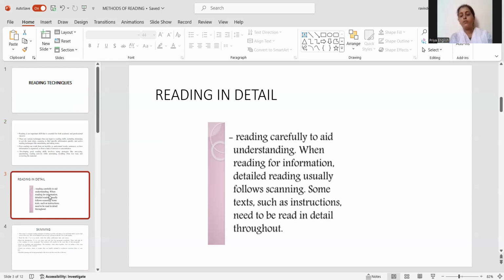When reading for information, detailed reading usually follows scanning. Some texts, such as instructions, need to be read in detail throughout. There are certain instructions which you should understand in detail, and for that you need to read the text very carefully, with complete concentration and focus, so that you comprehend it and are comfortable in interpreting the text. That is reading in detail.